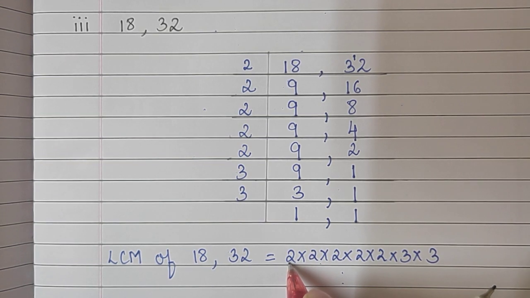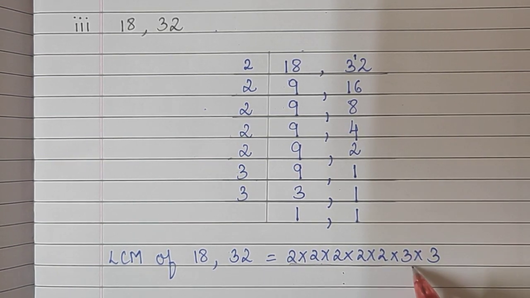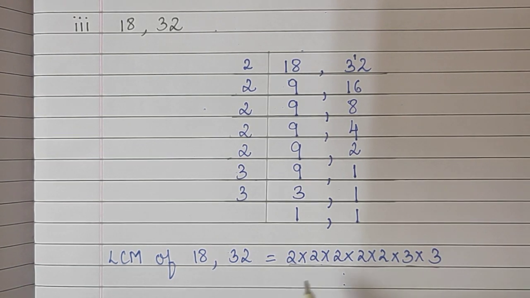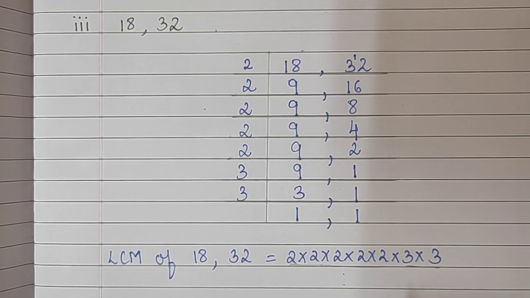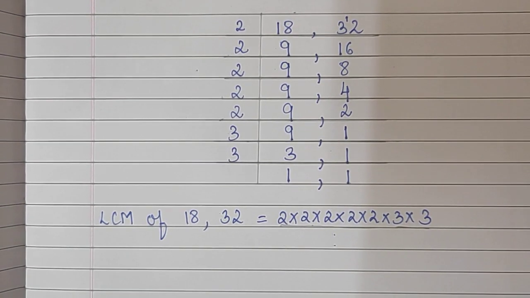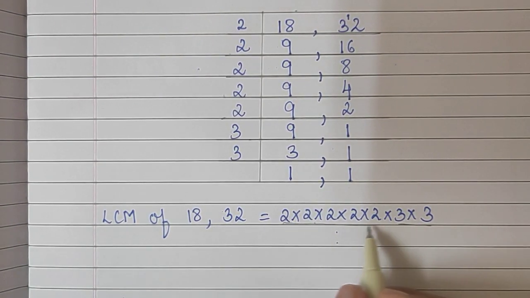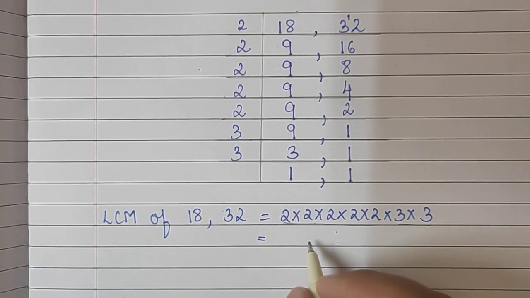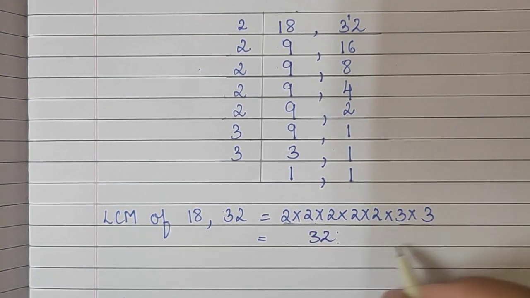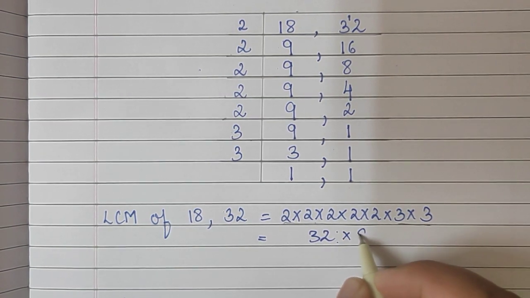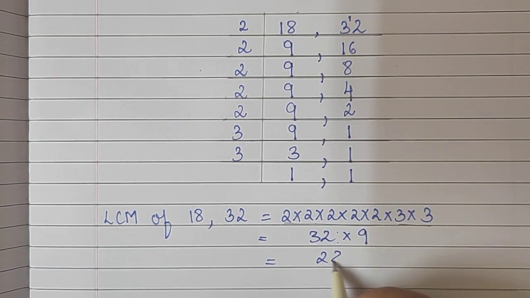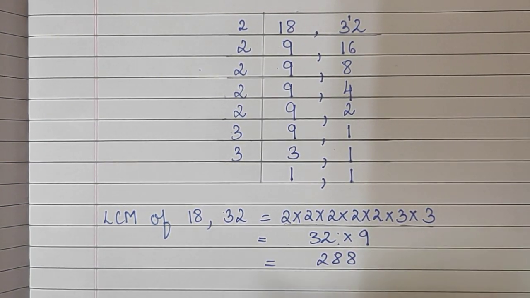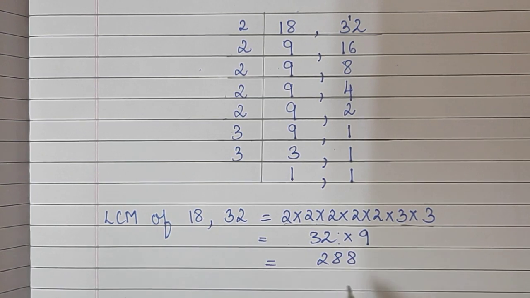I'm multiplying all the twos because I find it easier this way. You can take a group of 2 2 2 and then multiply it and then multiply it further, no problem. So what I'm going to do is 2 multiplied 5 times will be 32, and 3 into 3 is 9. Okay, 32 into 9 is 288. So the LCM of 18 and 32 is 288.